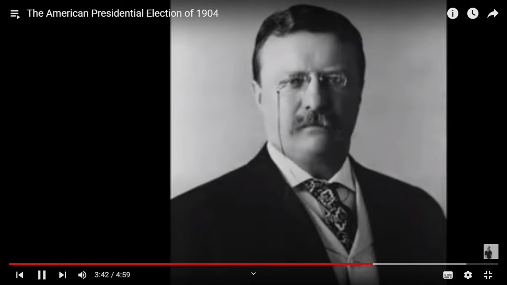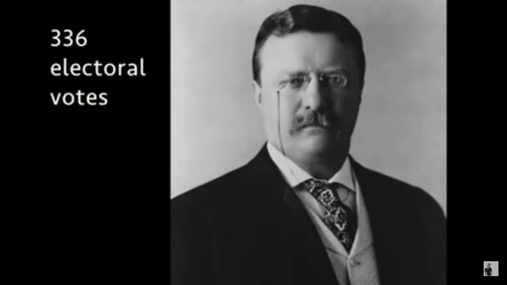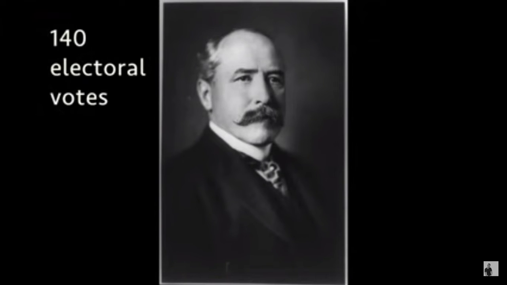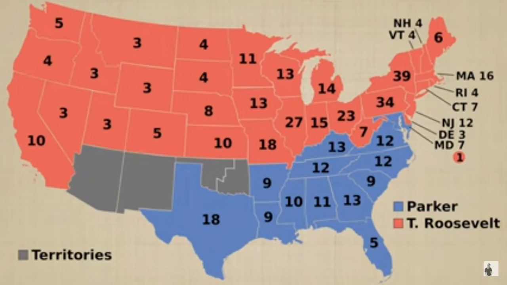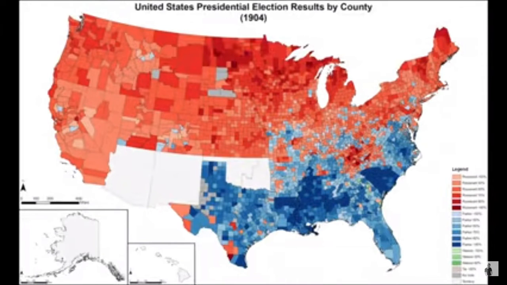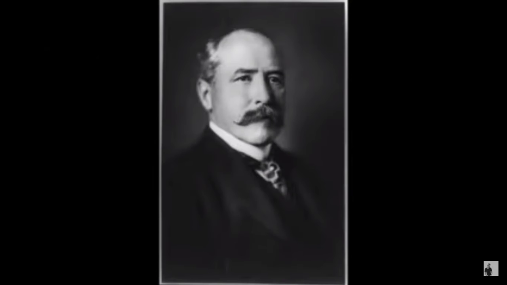Results. Theodore Roosevelt easily won re-election. In fact, it was a landslide. Roosevelt received 336 electoral votes, and Alton Parker only received 140 electoral votes. Roosevelt absolutely dominated everywhere except the South. Roosevelt became the first Republican to win the state of Missouri since 1868. The popular vote was just as lopsided, with Roosevelt getting 56.4% and Parker getting just 37.6%.